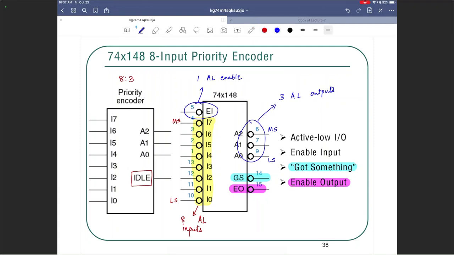in cascading. It's very similar to got something, but has dependence on enable.